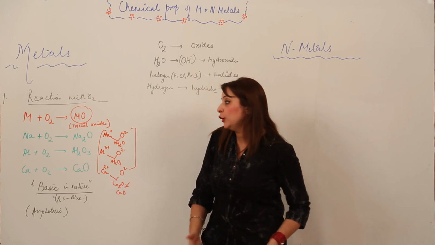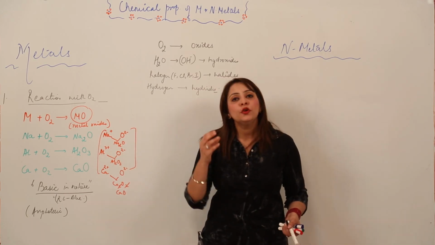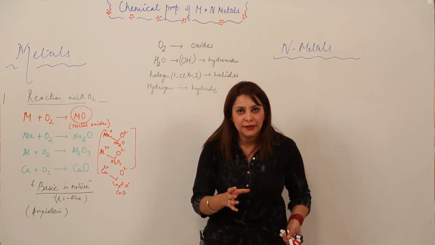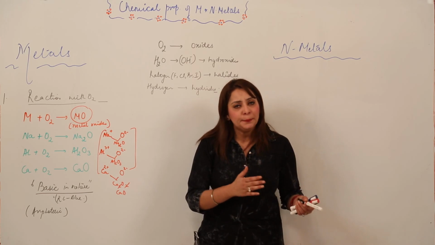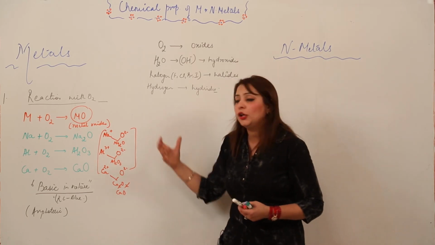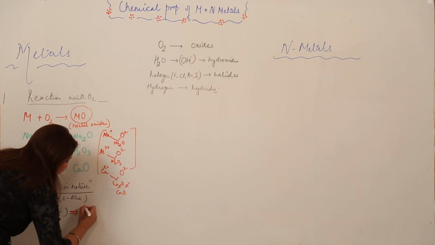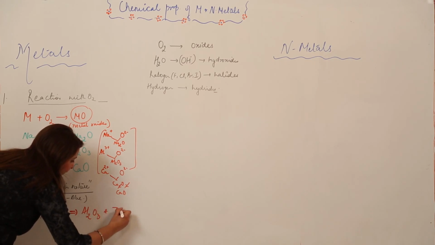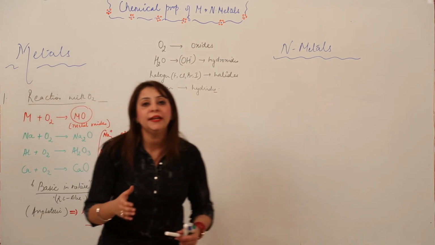So as I told you, most of the metal oxides are basic in nature, but a few metal oxides are amphoteric in nature. That means they possess the acidic character as well as the basic character. So just look at the board, which two metal oxides show this exceptional behavior. These amphoteric oxides are actually aluminium oxide and zinc oxide. These two metal oxides are amphoteric in nature.